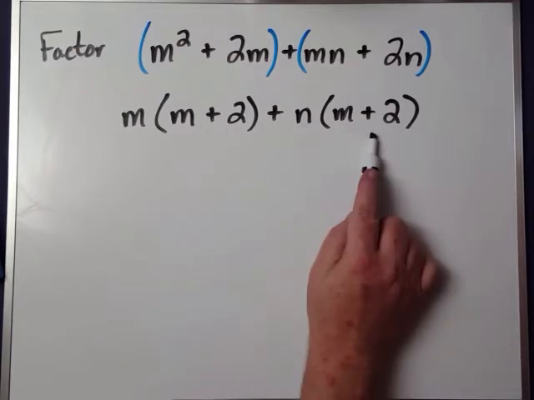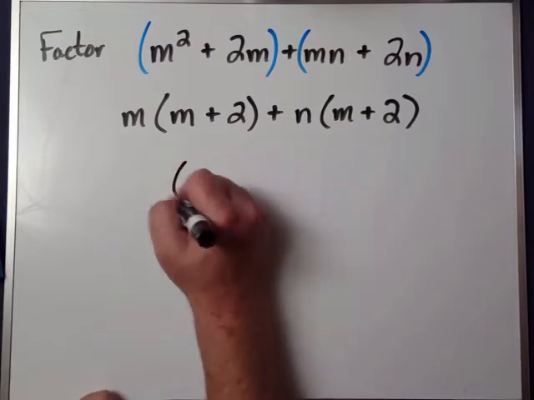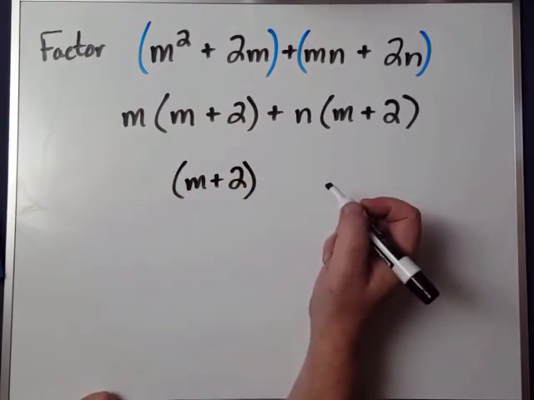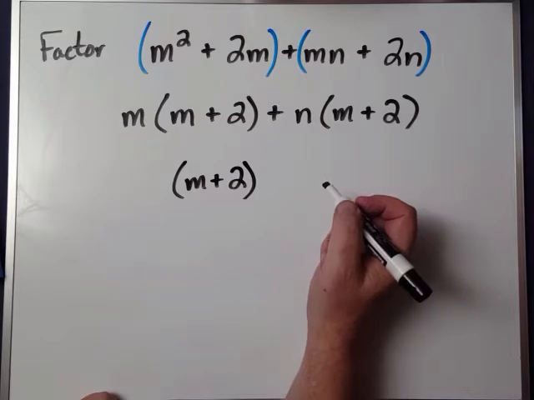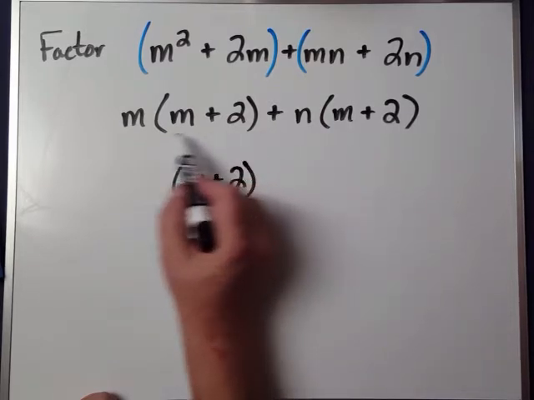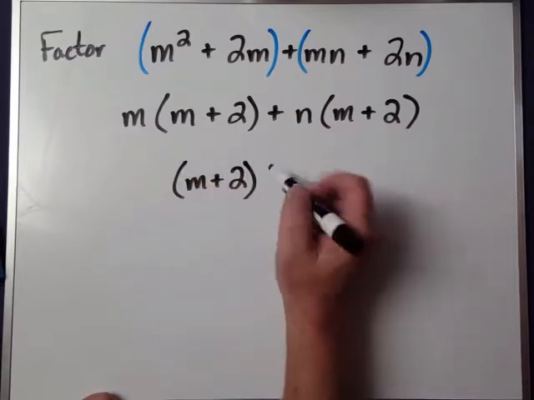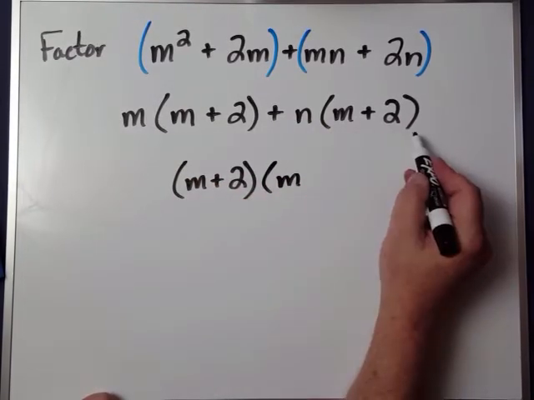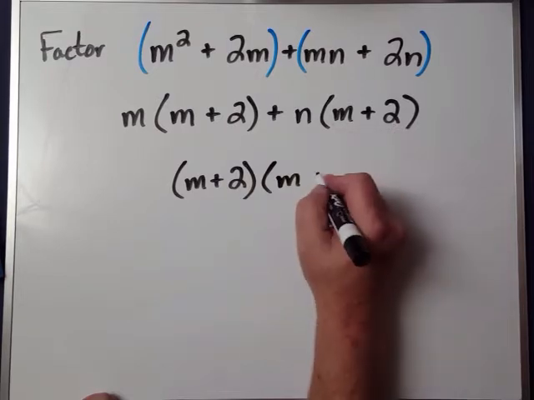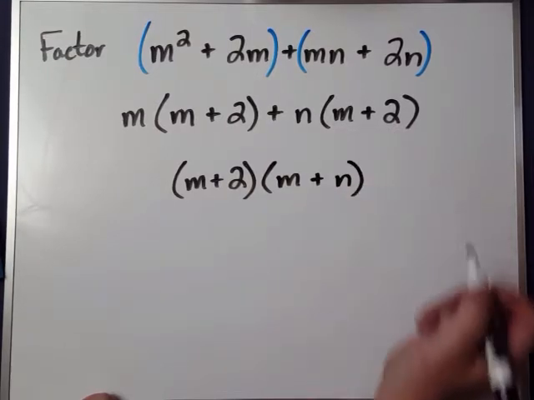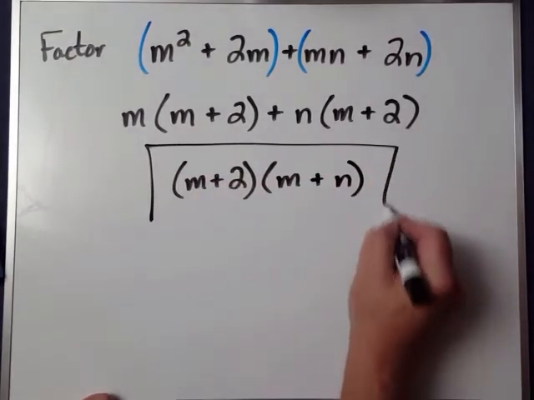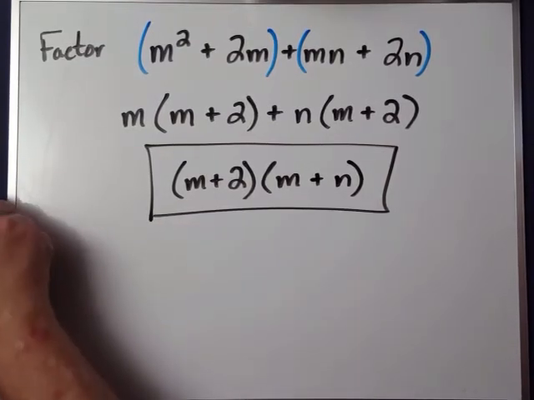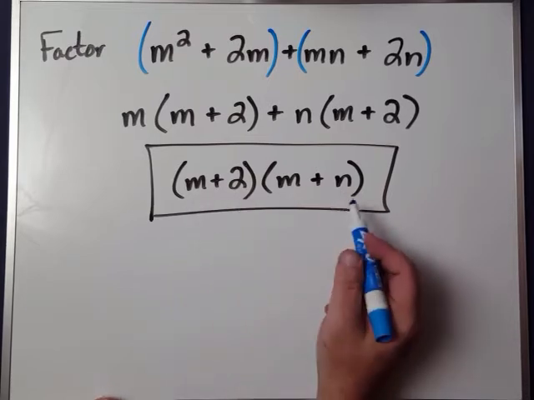These 2 terms have a common binomial factor of m plus 2. If I factor out that m plus 2, what's left behind? Out of the first term, if I pull out the m plus 2, it leaves the m. Out of the second term, I pull out the m plus 2, it leaves plus n. And this is factored. You can always check these by multiplying them back out.